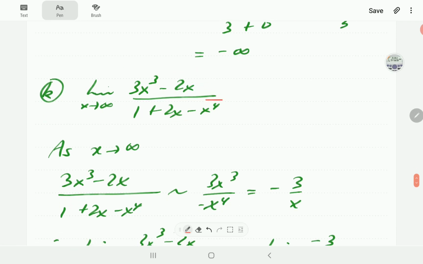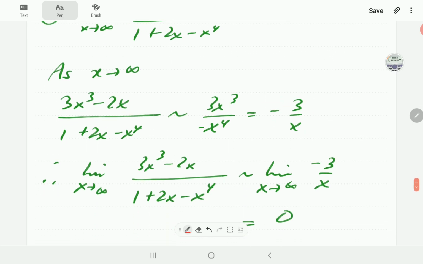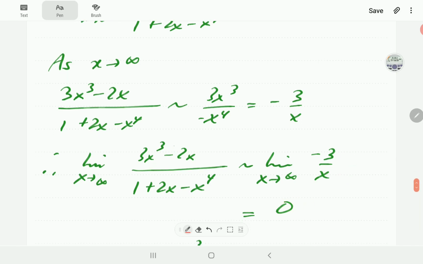This expression as x goes to plus or minus infinity is dominated by 3x squared in the numerator, negative x to the power 4 in the denominator. So this expression as x goes to infinity just behaves like negative 3 over x. Negative 3 over x as x goes to infinity goes to 0.